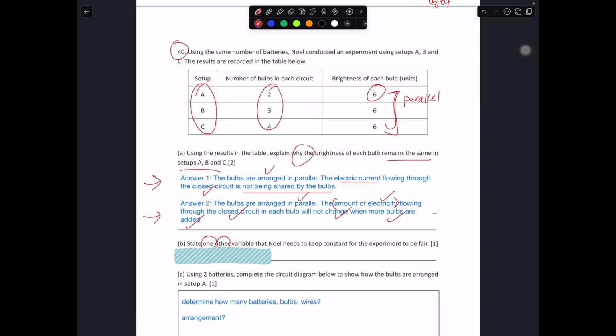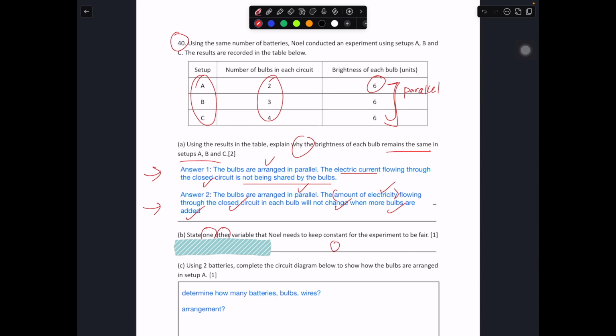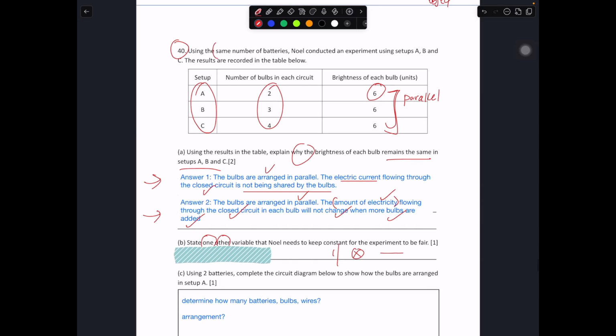So you think about it, a circuit has one thing. You have the battery, you have the bulb, you have the wire. Okay, you have the battery, the bulb, and the wire, right? And they tell you same number of batteries. So don't tell me that you have to keep the same number of batteries. You cannot use this anymore.